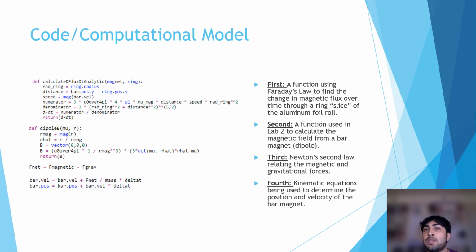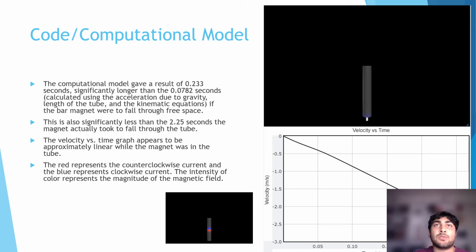The third is Newton's second law relating the magnetic and gravitational forces, which also determines the direction of the acceleration of the bar magnet. The fourth is kinematic equations being used to determine the position and velocity of the bar magnet. The computational model gave a result of 0.233 seconds, significantly longer than the 0.0782 seconds calculated using the acceleration of gravity, length of the tube, and kinematic equations if the bar magnet were to fall through free space.